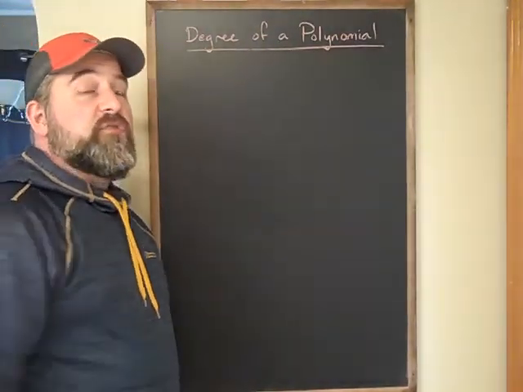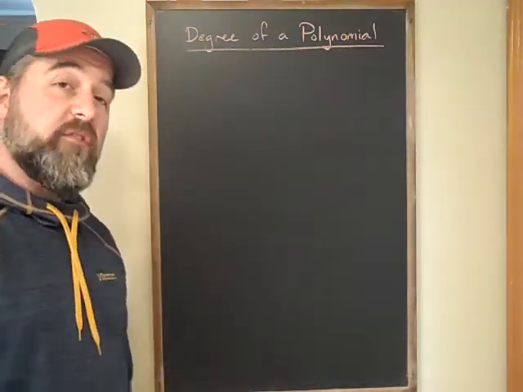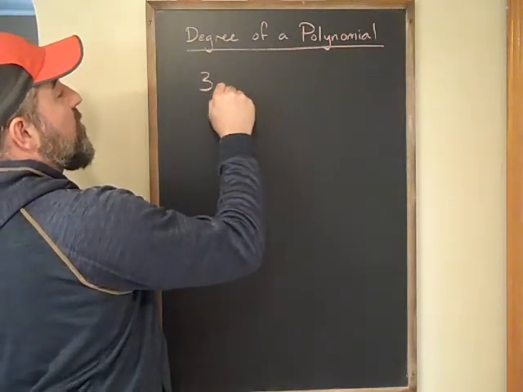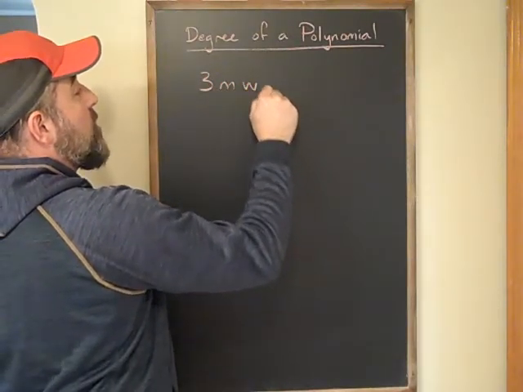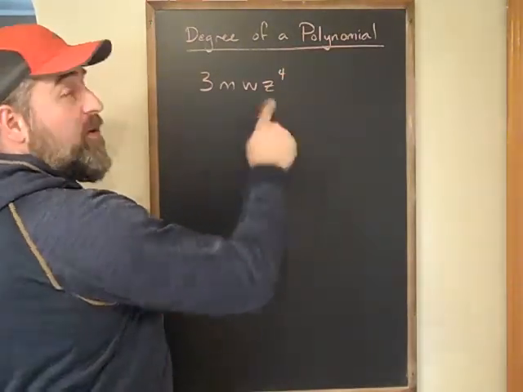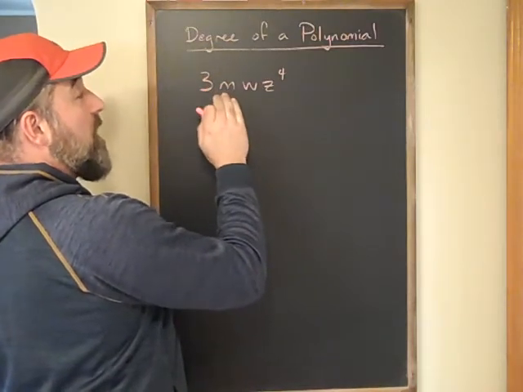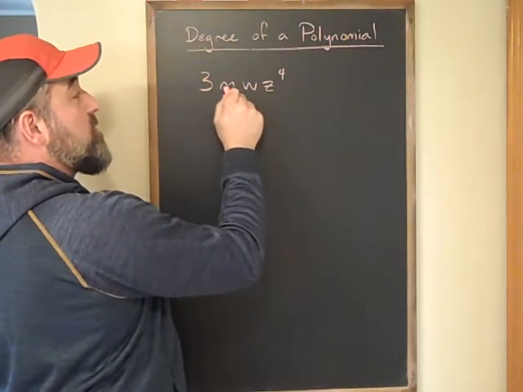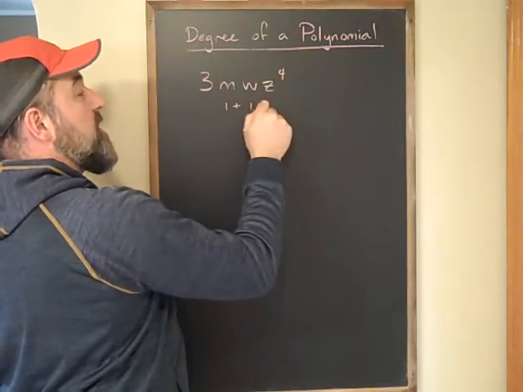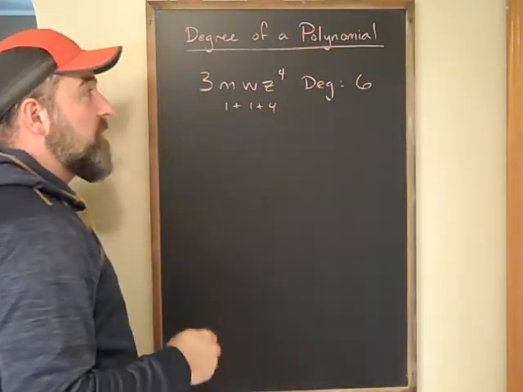Our discussion now moves to how do we find the degree of a polynomial. Well, we talked about how to find the degree of a monomial, and hopefully you remember if you saw 3mwz to the fourth, you realize there's only one term there because there's no addition, and you add up the values of the exponents of the variables. So m has an exponent of 1, w has an exponent of 1, z has an exponent of 4, and we would say that that has a degree of 6.